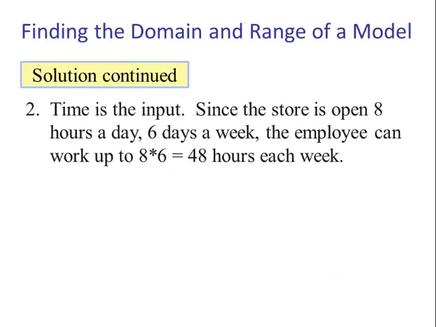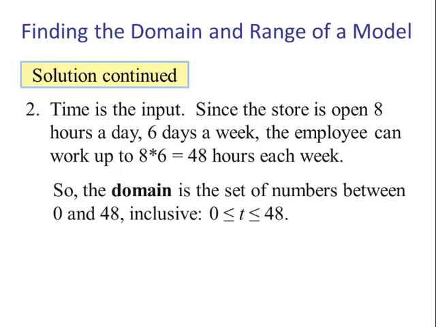So time is the input. Since the store is open 8 hours a day, 6 days a week, the employee can work up to 8 times 6 or 48 hours each week. So the domain is the set of numbers between 0 and 48 inclusive. So we would say in function notation 0 less than or equal to t, which is less than or equal to 48. So this means t can be any number from 0 to 48, and it can equal 0 and it can equal 48.